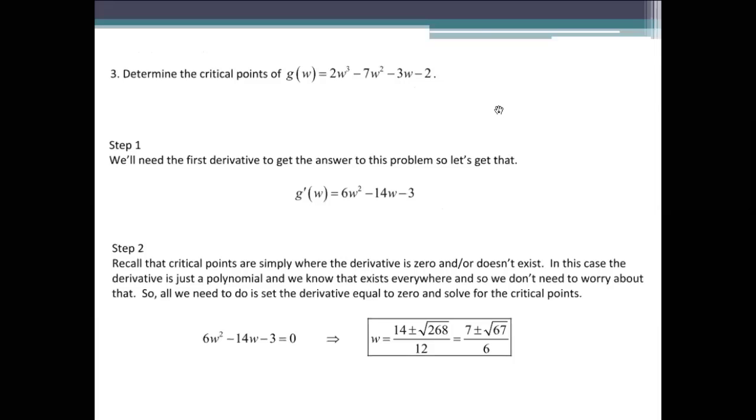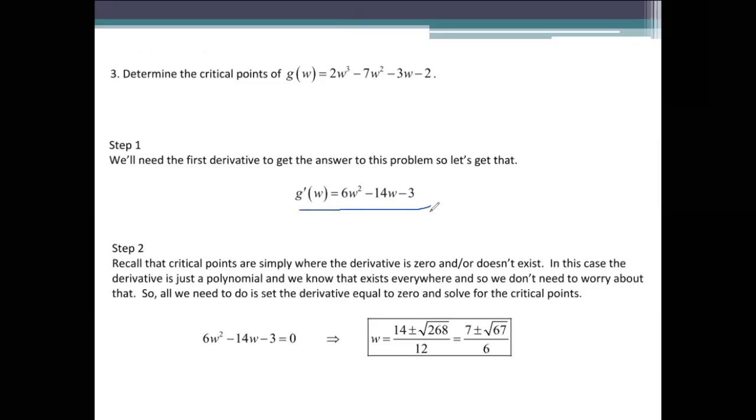And now, example number 3. Again, determine the critical points of g of function w. So here we have 2w cubed minus 7w squared minus 3w minus 2. And the first step is again to find the derivative of this function. And if we find the derivative of this function, we get this function.